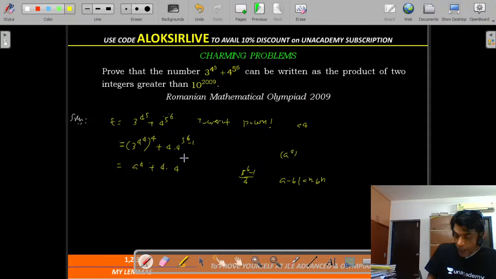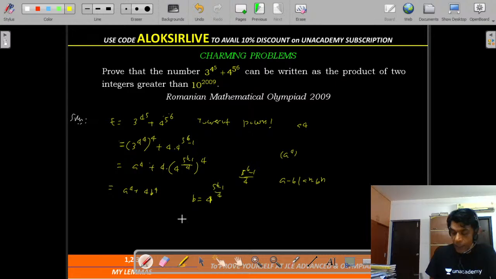That is nice for now. It is pretty straightforward. We did not waste a 2. We did not write 2. We just wrote 5 to the 6 minus 1 upon 4 as an integer. So it is a to the 4 plus 4 times b to the 4. I get my b as 4 to the 5 to the 6 minus 1 by 4. So this I got as b.